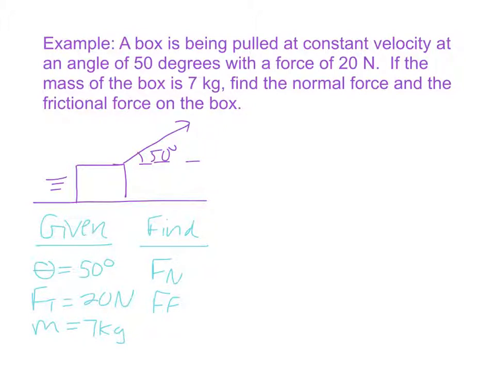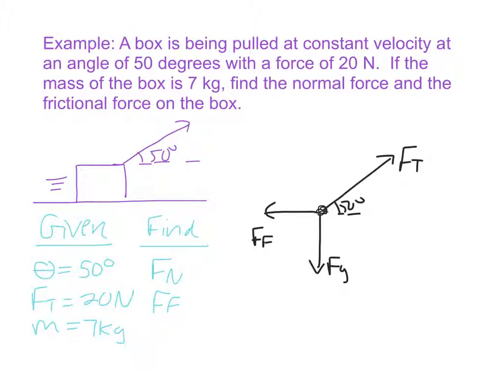So for this force diagram, I've got tension force going up and to the right, and that's at the 50-degree angle. Gravitational force going straight down. Box is moving to the right, so friction points to the left. And normal force going straight up. I want to break apart my tension force into the x and y components. So Ftx and Fty. Canceling that out.